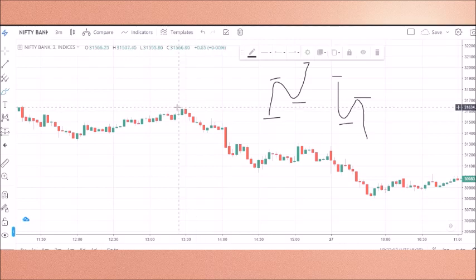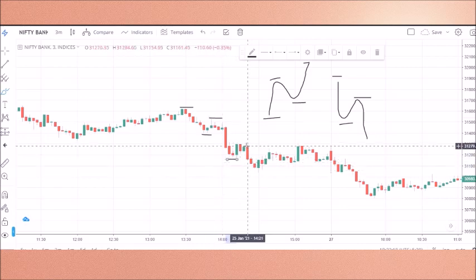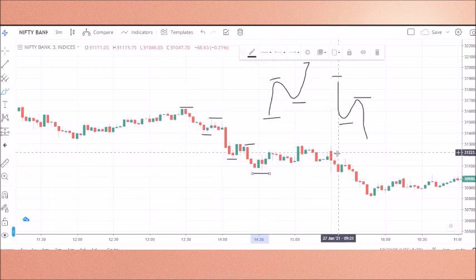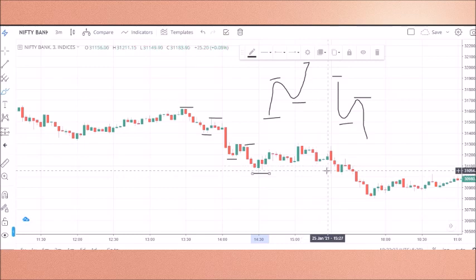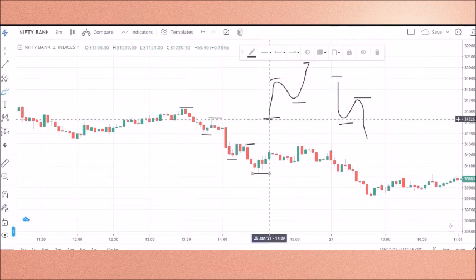See here, this is high, this is low, this is lower high, this is lower low, again we have lower high, lower low. So this is a downtrend. Then we got a breakout here, so somewhere here we'll get the entry for the trade. Now how to find out this breakout, how to identify the entry point, all these things we will discuss in the later part of this session only.